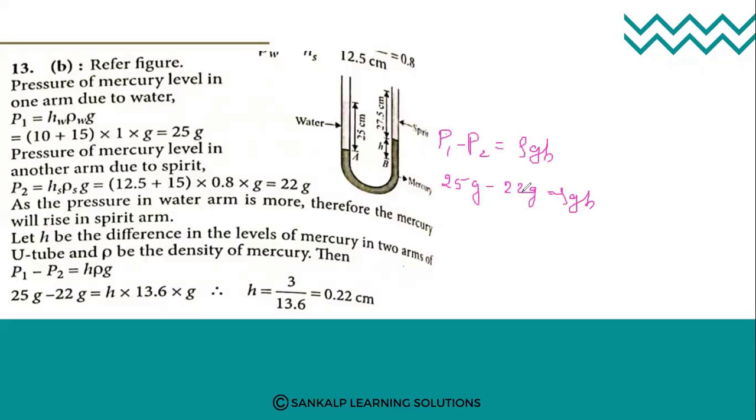So g will be common, it will get cancelled on both sides, therefore it is 3 equals rho into h. The height we need to calculate, 3 divided by density, they said to take it as 13.6. Therefore h is equal to 0.22 centimeter. So the height is 0.22 centimeter. Option B is the answer. Copy.